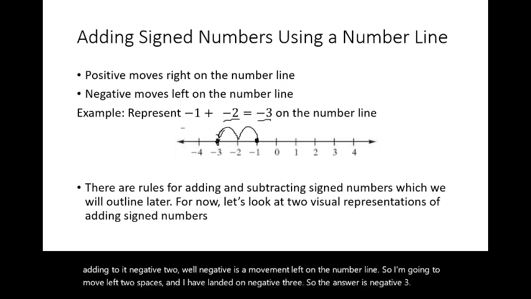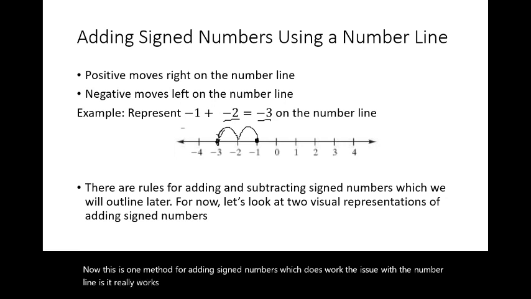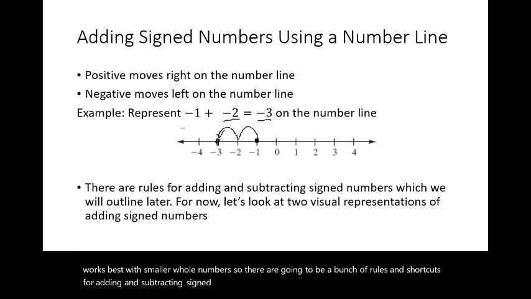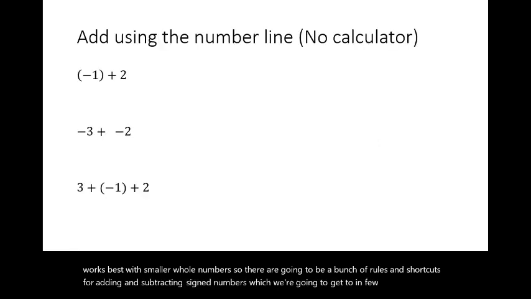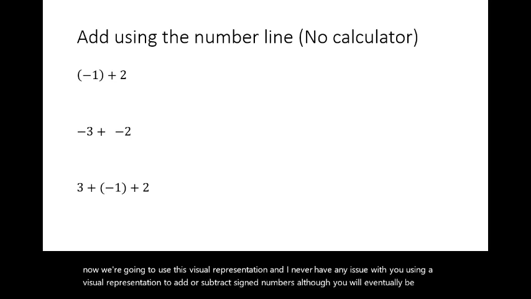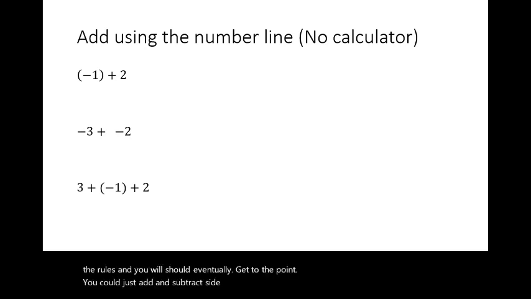Now this is one method for adding signed numbers, which does work. The issue with the number line is it really only works with whole numbers, and it works best with smaller whole numbers. So there are going to be a bunch of rules and shortcuts for adding and subtracting signed numbers, which we're going to get to in a few slides. But for now, we're going to use this visual representation, and I never have any issue with you using a visual representation to add or subtract signed numbers, although you will eventually be using the rules, and you should eventually get to the point where you can just add and subtract signed numbers without a number line.